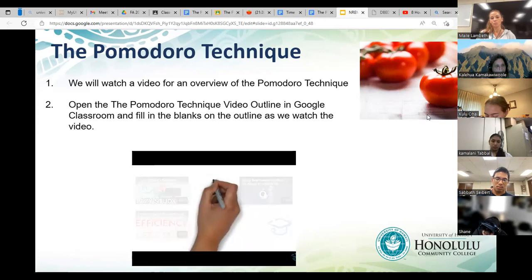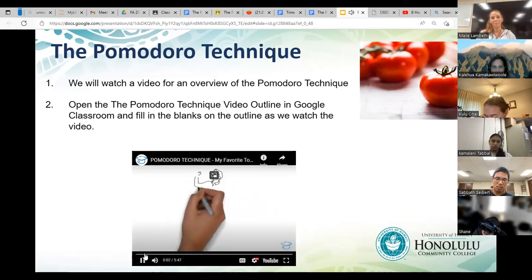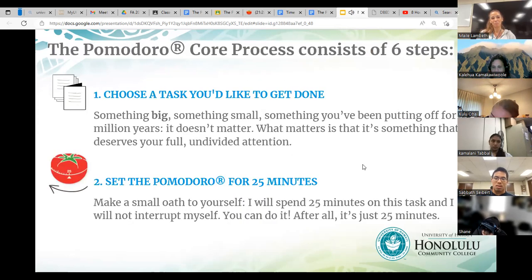Okay, so just going over the Pomodoro technique, the 6 steps, right? Number 1, choose a task you want to get done. Something big, small, and that's not only for this test, right? It can be for homework or preparing for, I think it could be physical activity too, like you're getting ready to do that. What is it called, Miley? The thing that they're doing now?